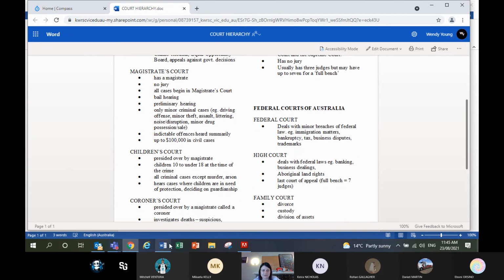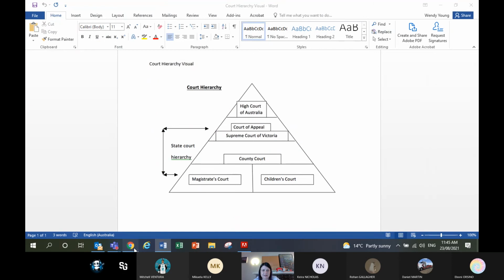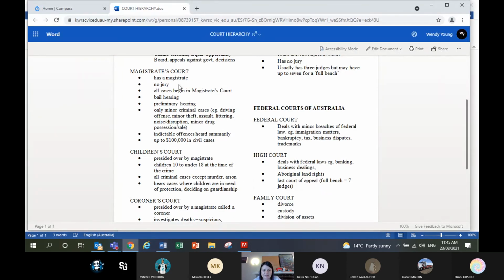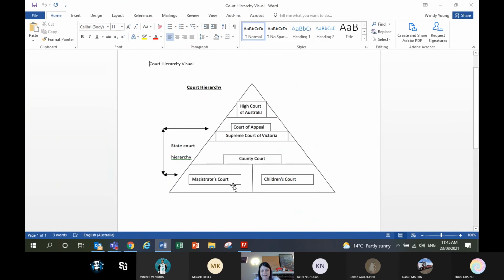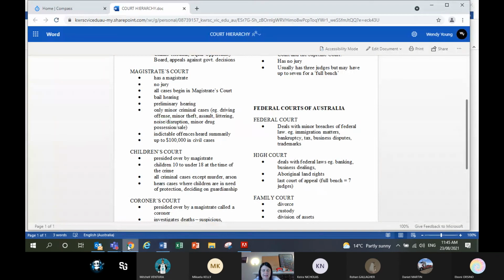Starting at the bottom with the Magistrates Court, there it is over there. A magistrates court has someone known as a magistrate. It's a little bit lower down than a judge. There's no jury, and any case starts off here in the Magistrates Court. This is the first place. If somebody is charged with something, they'll all go through the Magistrates Court. And it's a preliminary hearing. So the magistrate will listen to what has happened and then decide which court the case actually needs to go to. It also only listens to minor criminal cases.